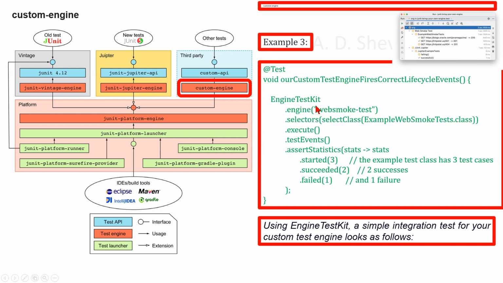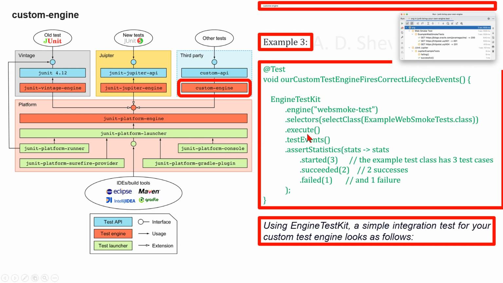Using it, the example begins by proclaiming interest in your custom test engine, referenced by its engine ID, which is websmoke-test. Next, you can use one of many org.junit.platform.engine.discovery select implementations to narrow the scope down to the example class, ExampleWebSmokeTest. Next, execute the selected test much in the same way an IDE would.